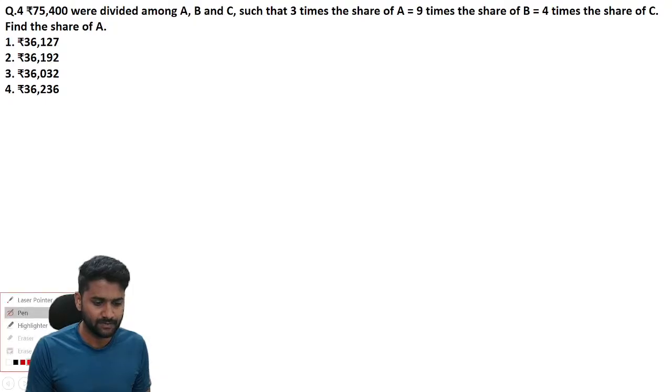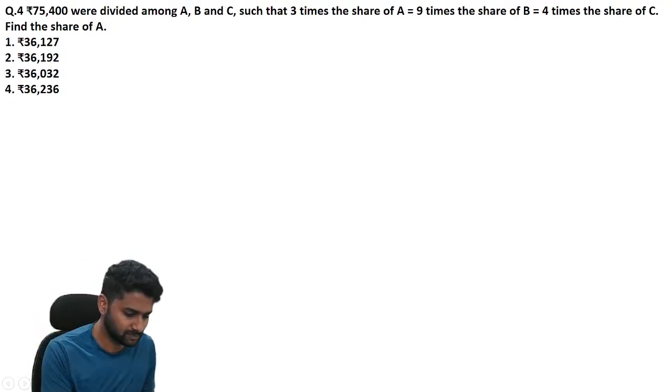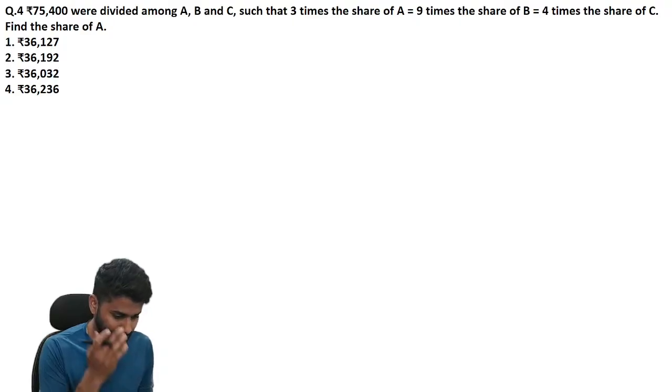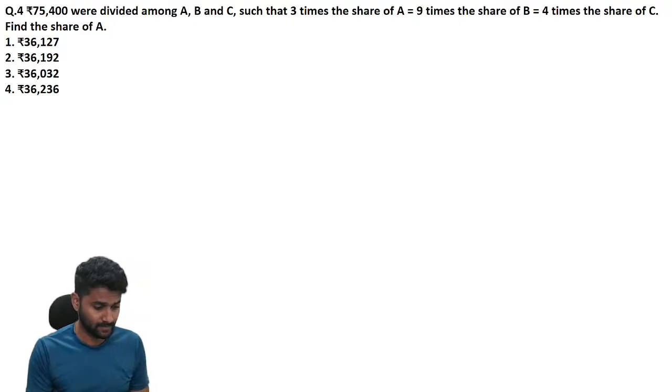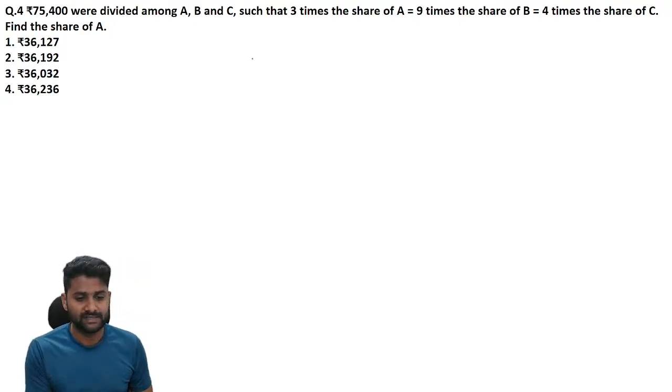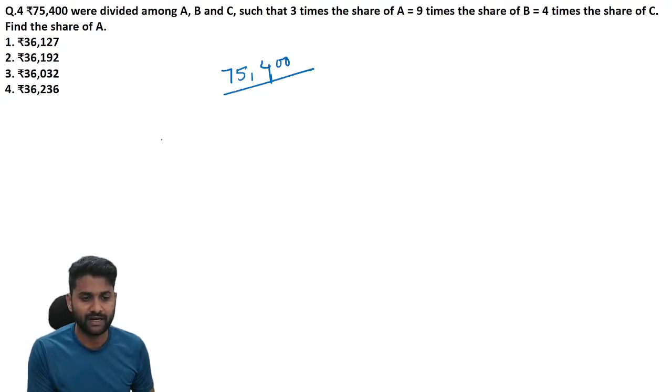Next, let's try to solve this question. 75,400 was divided among A, B, C in such a way that 3 times A is equal to 9 times B is equal to 4 times C.